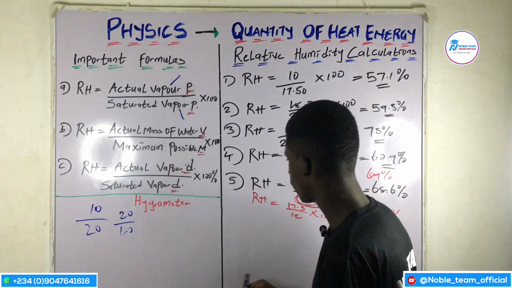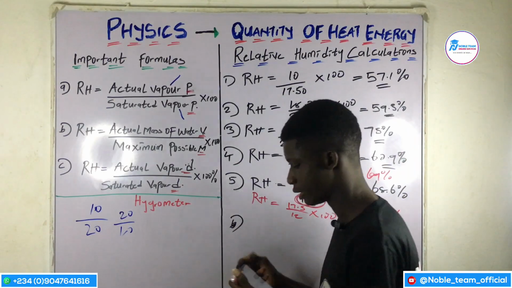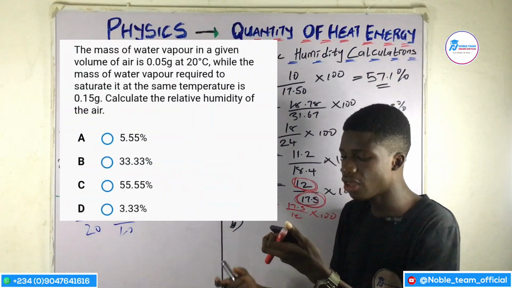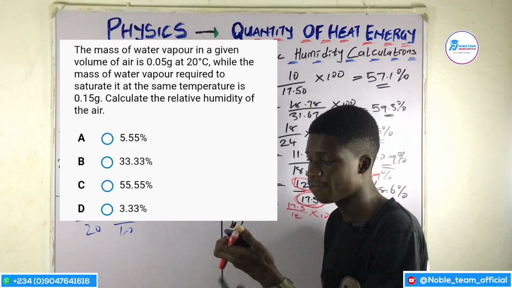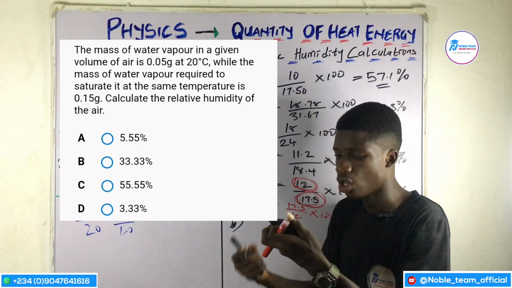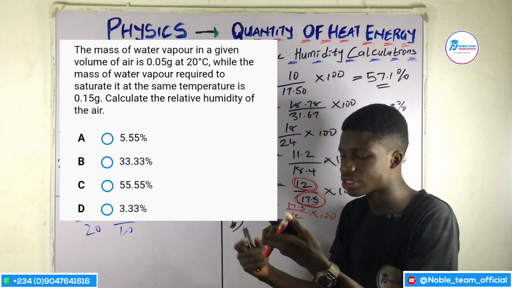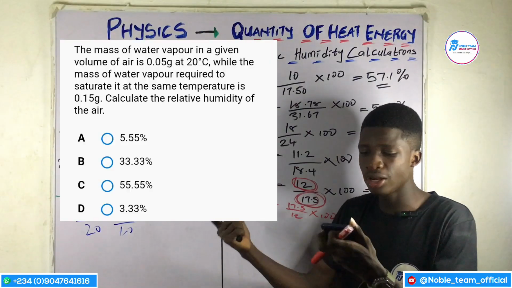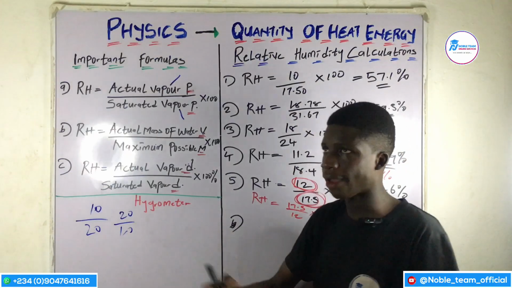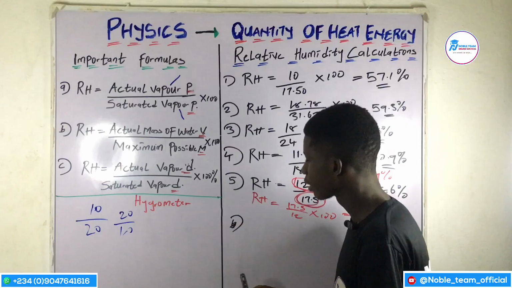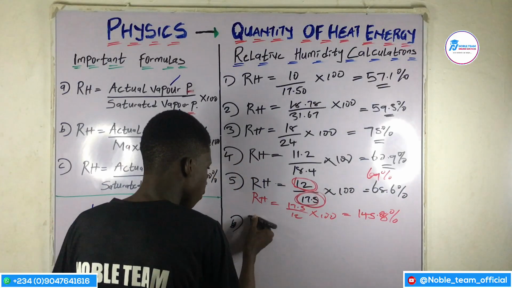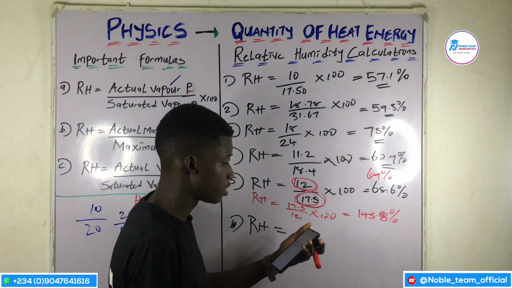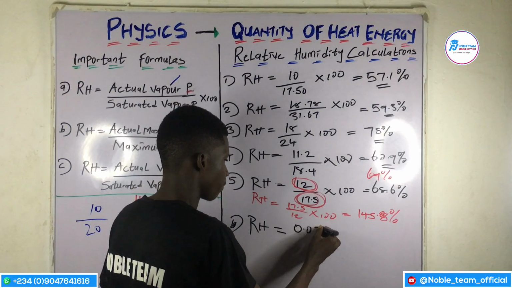Now let's solve together. Question 6. The question says the mass of water vapor in a given volume of air is 0.05 gram at 20 degrees Celsius, while the mass of the water vapor required to saturate it at the same temperature is 0.15 gram. Calculate the relative humidity of the air. Still using that same method, RH equals what? Which number is smaller? 0.05, right? So it's going to be the numerator.